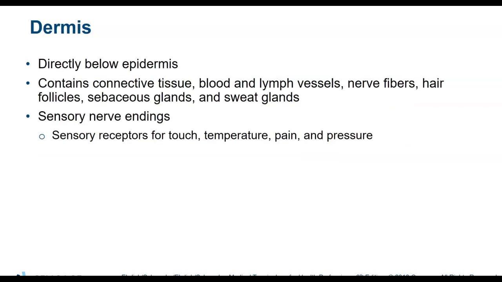The dermis is right below the epidermis. Remember, if we look at that term, it's above the dermis for epidermis. Our dermis contains the connective tissues, the blood and lymph vessels, the nerve fibers, hair follicles, the sebaceous and the sweat glands. This is also where our sensory nerve endings are. So this is where we're going to feel pain, pressure, and also temperature, either hot or cold.